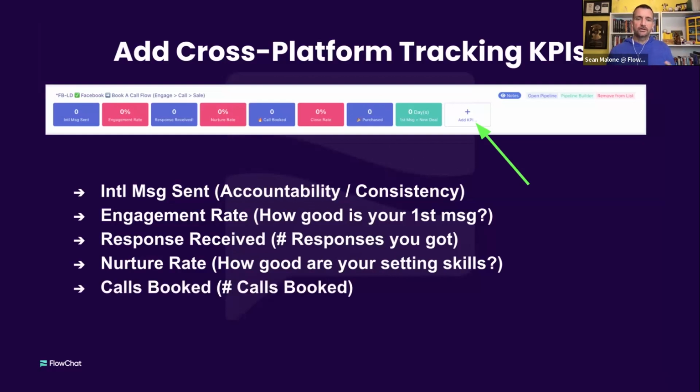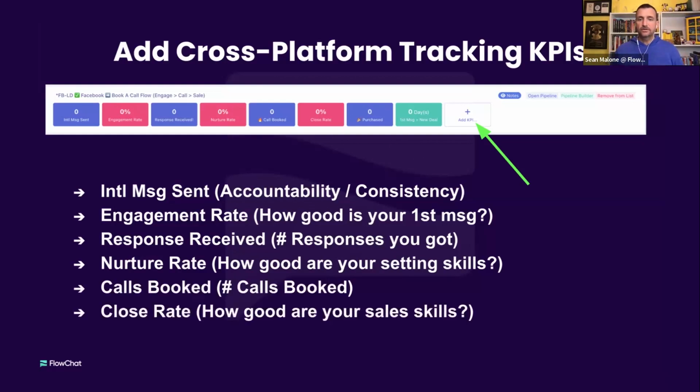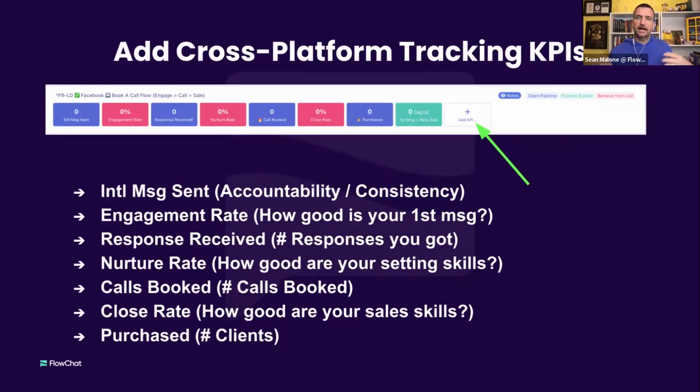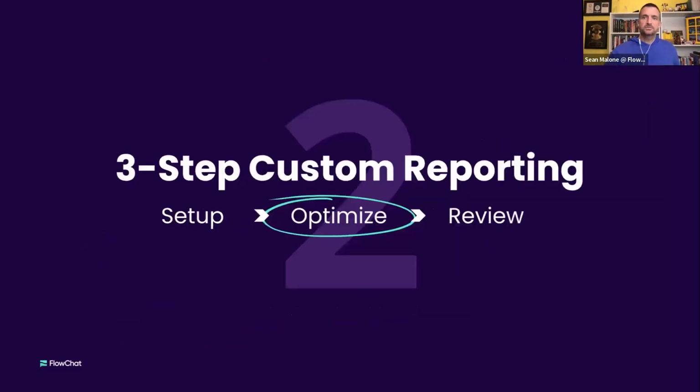And of course, you have the call booked, which is the amount of people that actually booked the call. And then from there, you have your closed rate, which is how good your sales skills are. And this is how many people purchased divided by how many people booked the call with you. And then lastly is purchase number of clients. And the last one that is there is how long this pipeline took to perform, which is where it says 0 days. That's the one that's in green. So let's break this down.